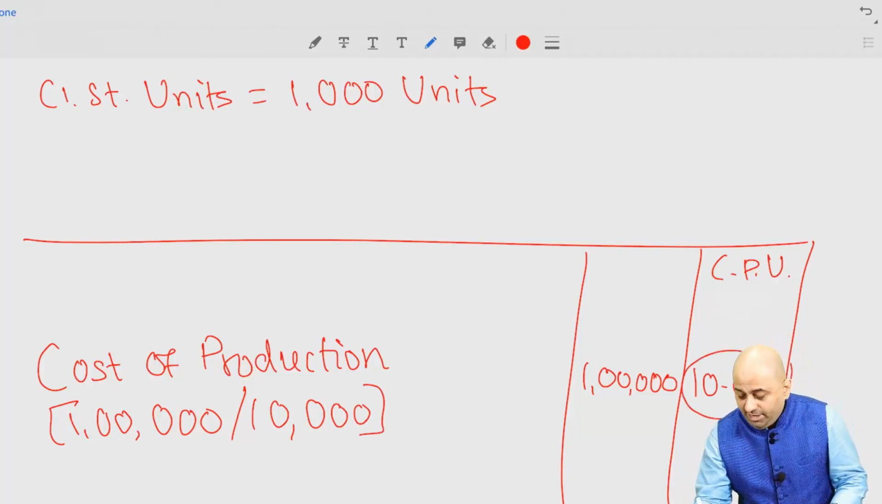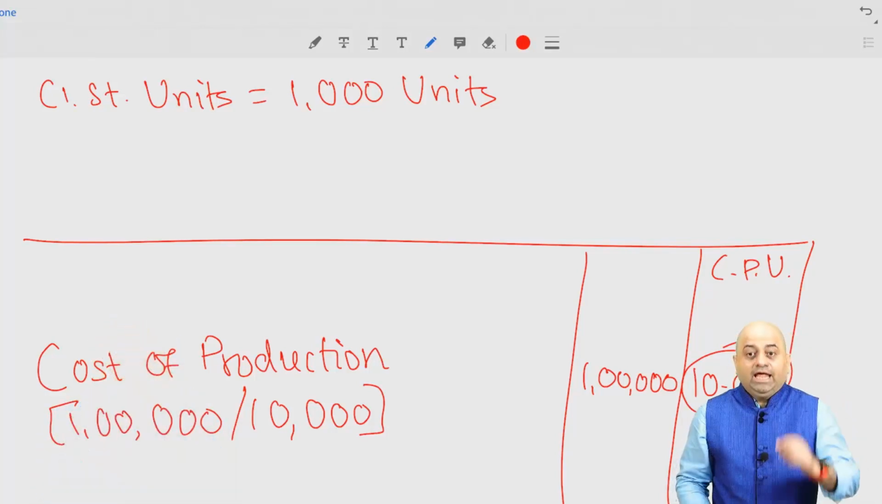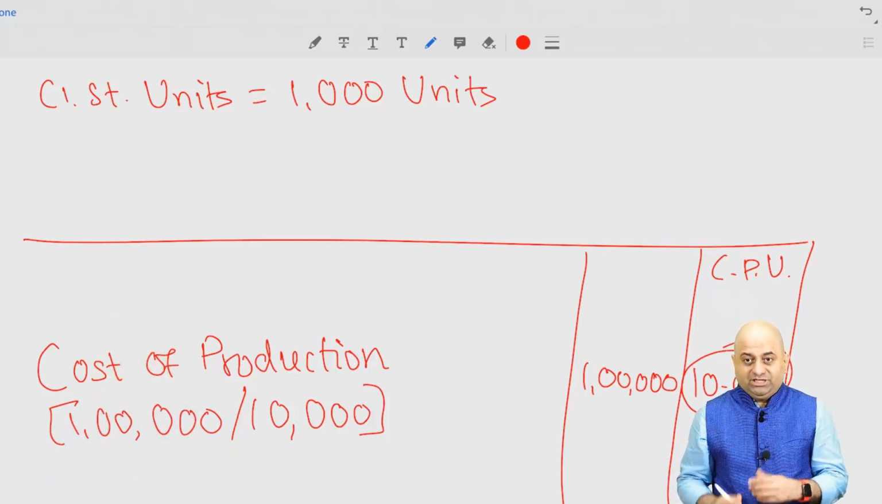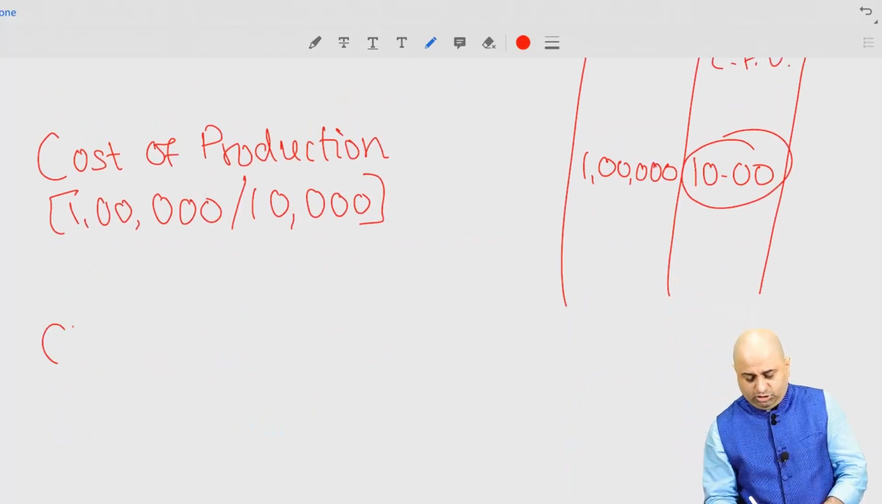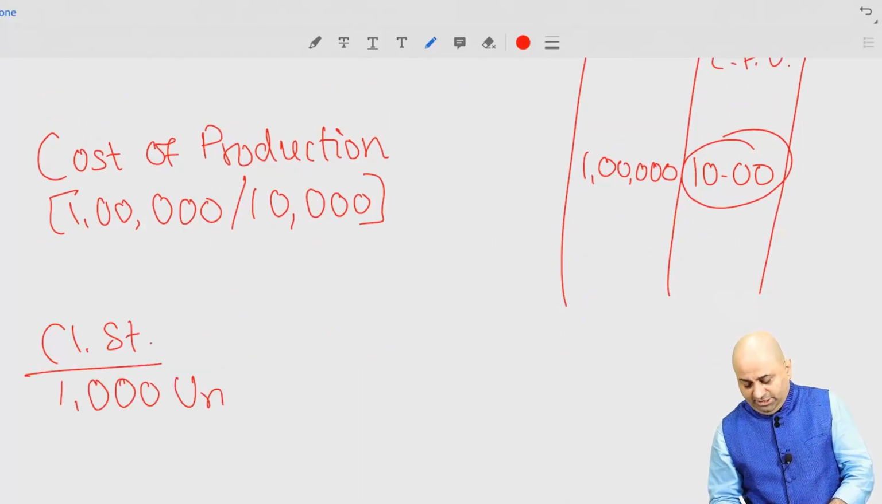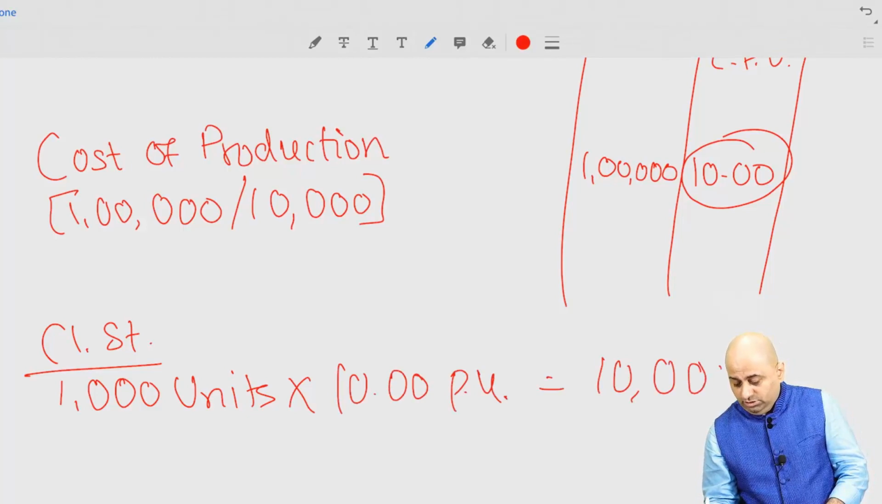What does this 10 mean? This 10 means that 1 unit costed me 10 rupees. At the end, I have 1000 units. So my closing stock will be 1000 units into 10 rupees per unit, which is equal to 10,000.